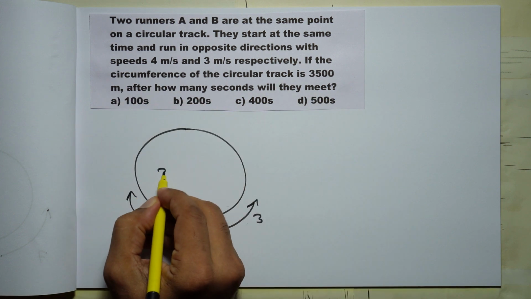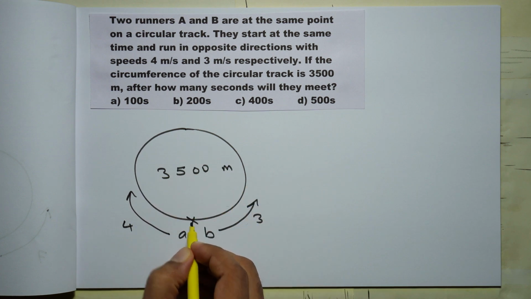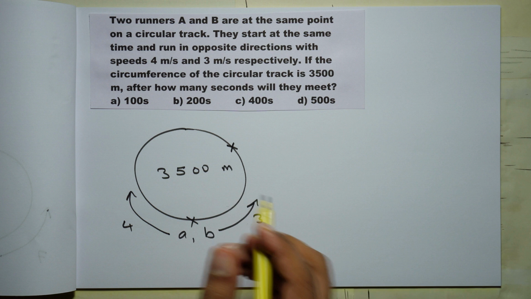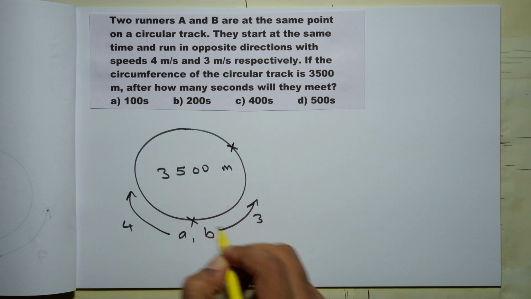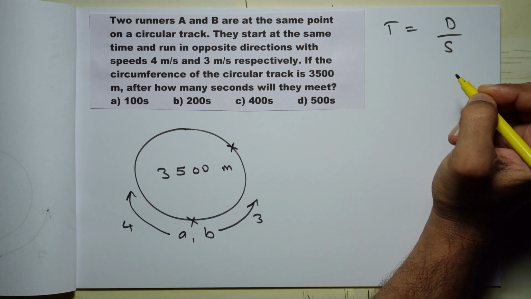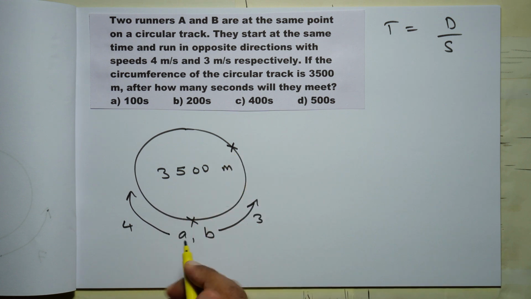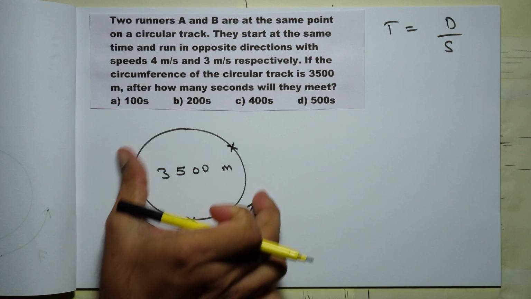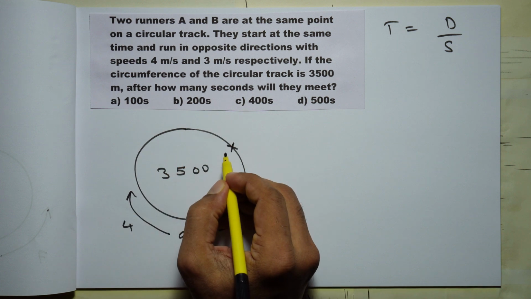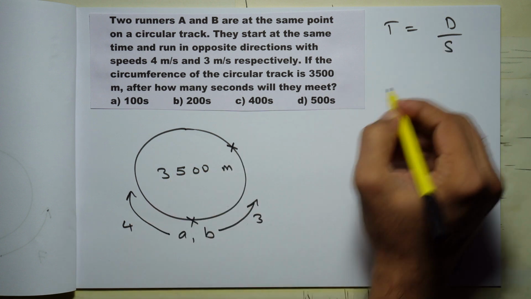So circumference or one full round is 3500 meters. You can see that this is the starting point and they are moving towards each other. We will assume that they will meet at some point here. Now when they meet here, what will be the time required for them to meet? Time required is distance by speed. When they meet here, if you add up the distances traveled by both A and B, it will be one full round. When will they meet? When they have completed one full round among themselves. So to meet, they have to do one full round, so the distance is 3500 meters.